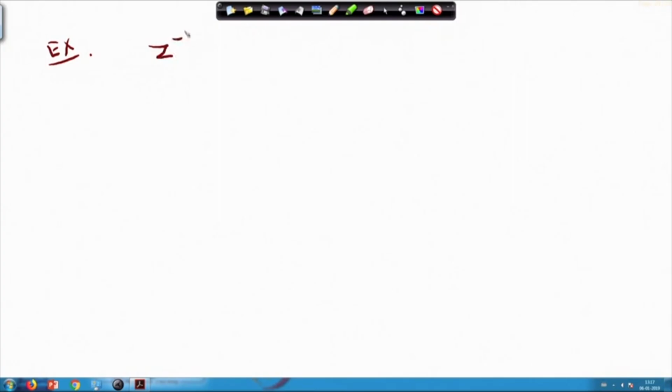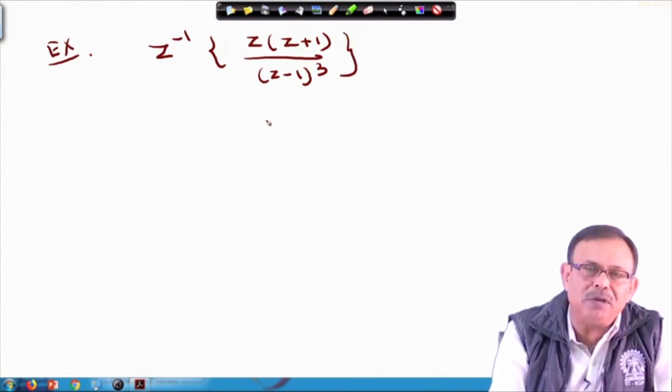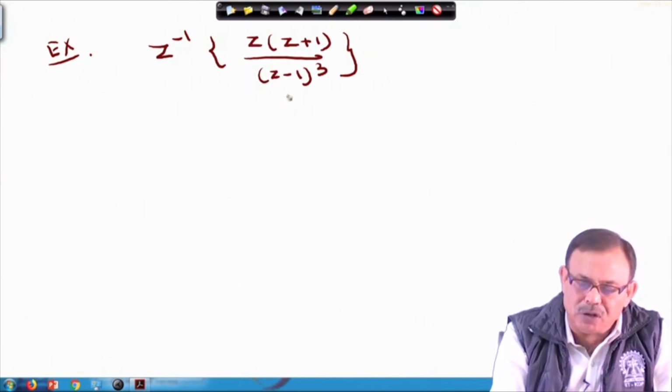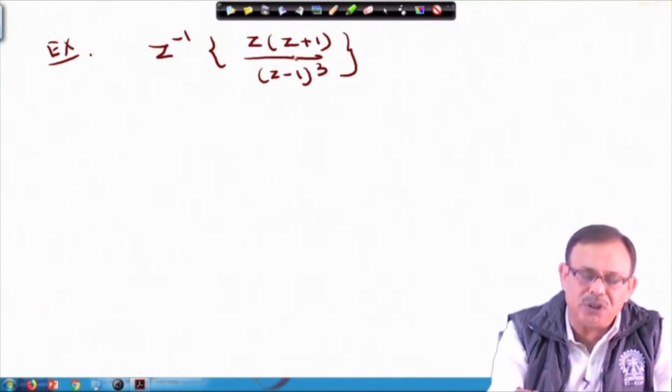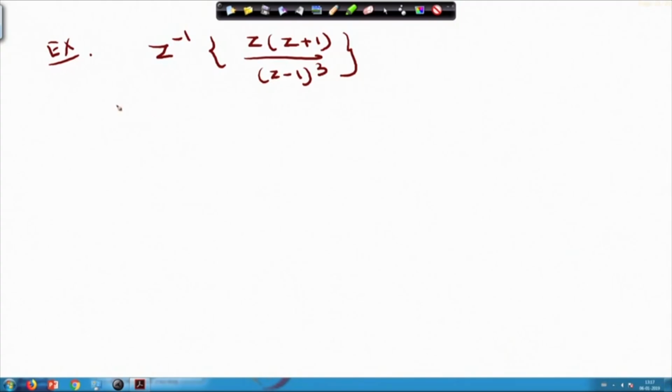Let us take some other example, the inverse z transform of the function z into (z plus 1) by (z minus 1) whole cube. We have obtained the z transform. Now, we want to derive the inverse z transform of a function also, so that you can do it on your own. You take this function z into (z plus 1) divided by (z minus 1) whole cube.